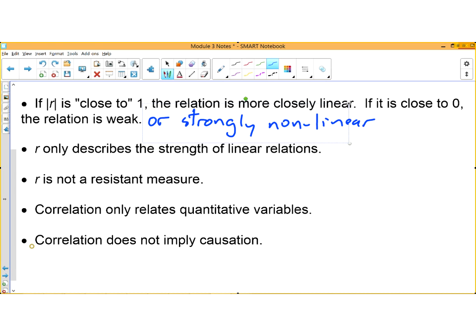So we wouldn't say there's a correlation, say, between college degree and income, because college degree is not a quantitative variable. And lastly, a really important one is that correlation does not imply causation. Even if two things are very strongly correlated, there may not be a cause and effect relationship.